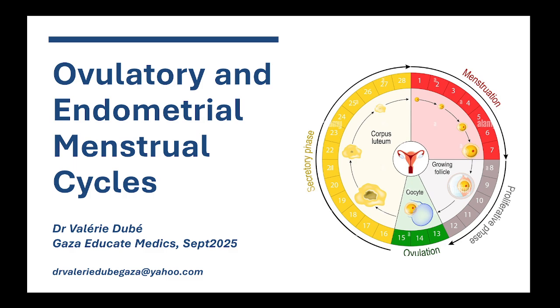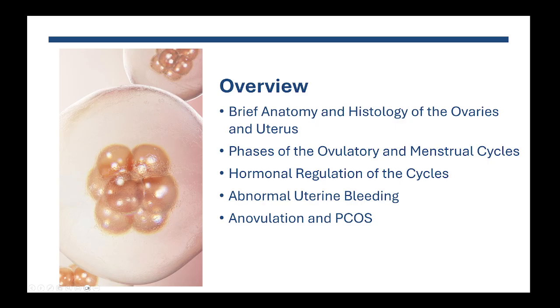So we'll start the series of lectures by talking about the ovulatory and menstrual cycles. And to do so, we will do a brief review of the anatomy, histology, and functions of the ovaries and uterus, and then dig into the core of the subject, which is the ovulatory and menstrual cycles, as well as their regulation by the different hormones. And finally, we'll talk about abnormal uterine bleeding and some of its causes, mainly anovulation and polycystic ovarian syndrome.